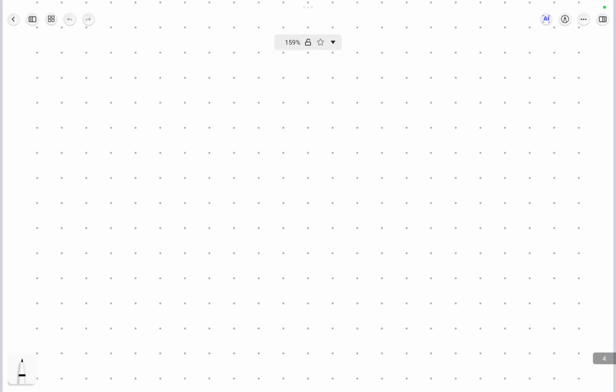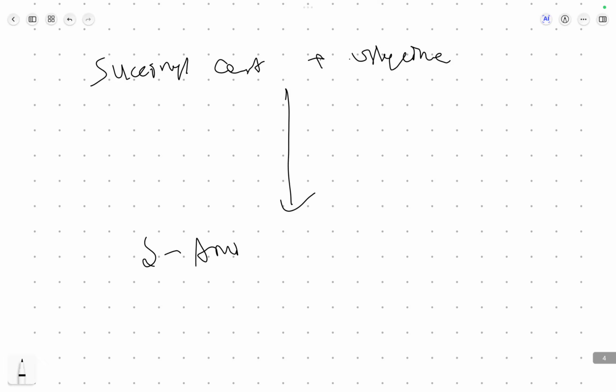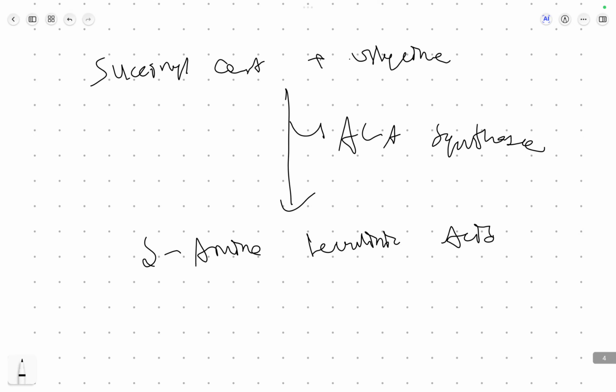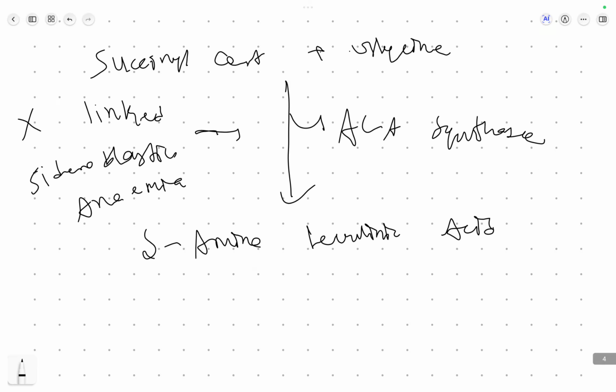So first thing, you need to know that succinyl coenzyme A and glycine combine to form delta aminolevulinic acid. If the enzyme ALA synthase is not present, then we are going to face X-linked sideroblastic anemia.